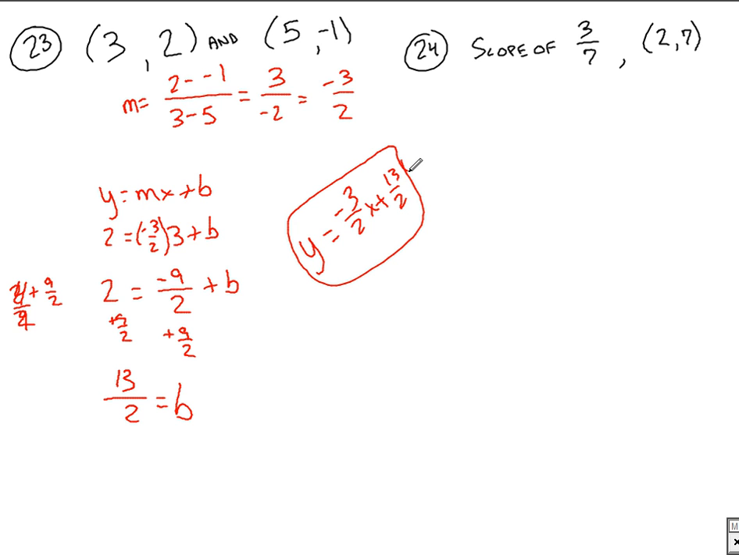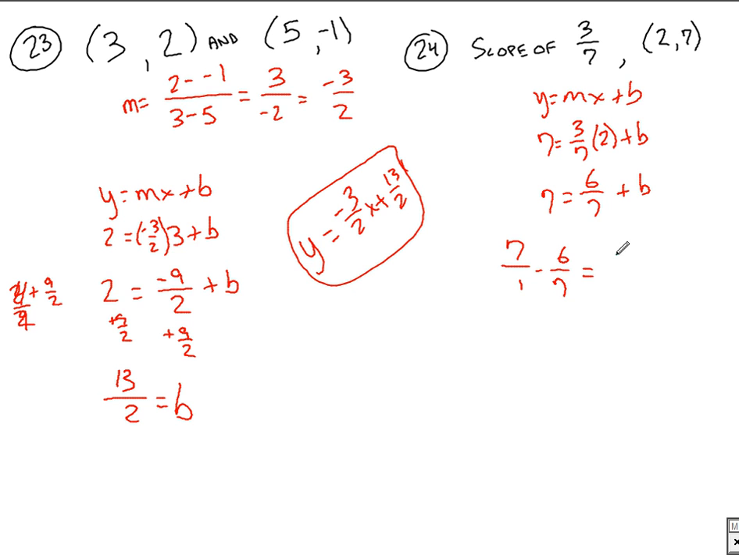Your last one here, y equals mx plus b. Again, they're already giving you the slope, so the slope is 3 over 7. The y is 7. Excuse me, the b, or the x is 2. X is 2, find b. Can't do division, so 3 times 2 is 6 over 7. So I'm going to subtract the 6 over 7 from both sides. Make my common denominator, that becomes 7. This becomes 49. So when I subtract them, I get 43 over 7 is equal to b. So y equals 3 over 7x plus 43 over 7.